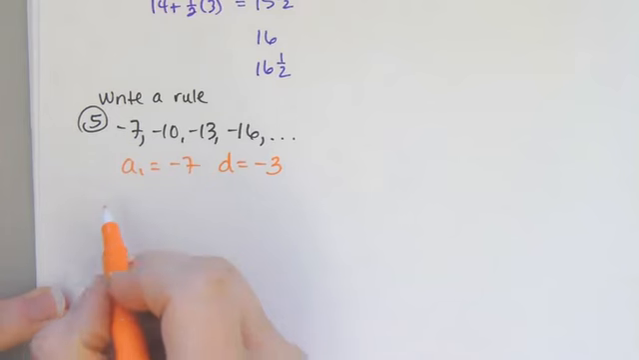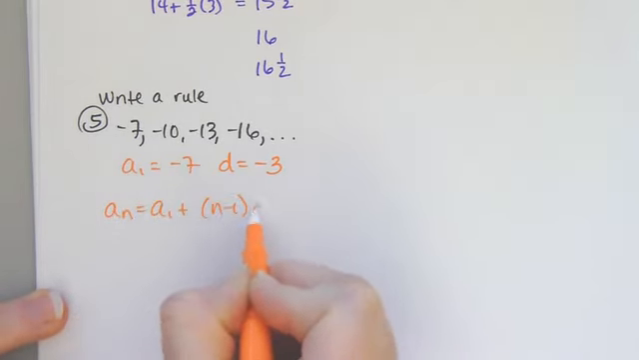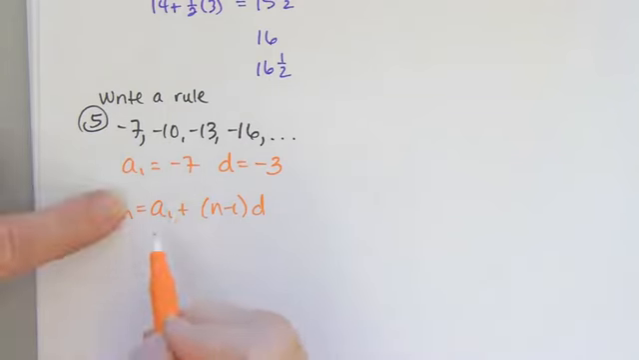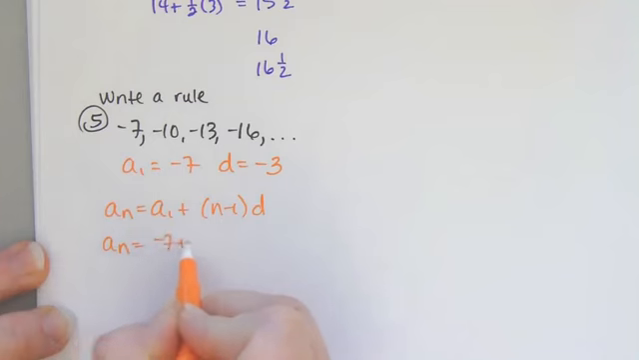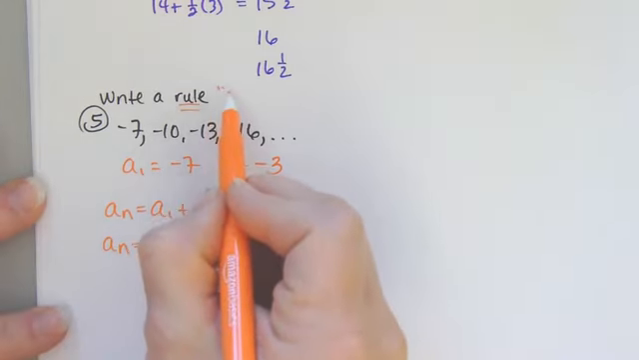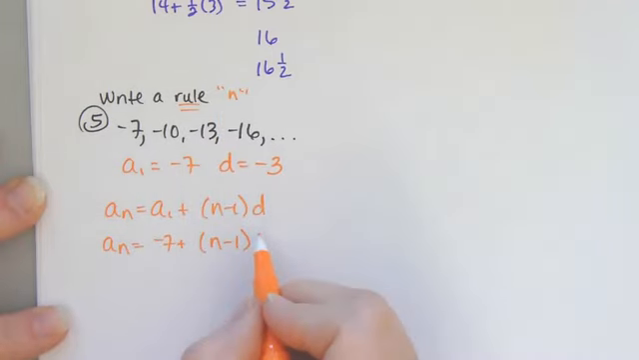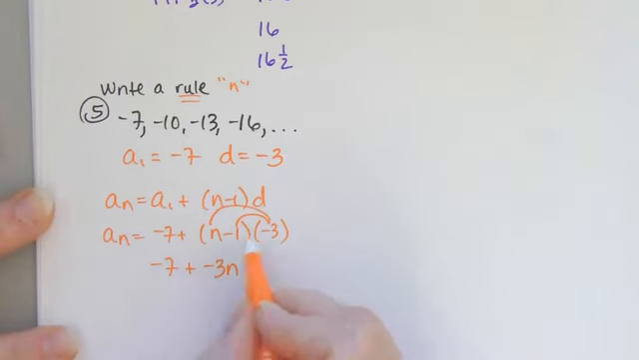I'm going to plug this into the formula. So I've got a sub n equals a sub 1 plus n minus 1 times d. I'm going to plug the -7 in for my first term, -7. I'm not going to plug in anything for n because my rule should always have the variable n in it, times -3. So I'm going to need to distribute -3 here. So I've got -7 plus -3n. You could have just written -3 there. Negative times negative is positive.